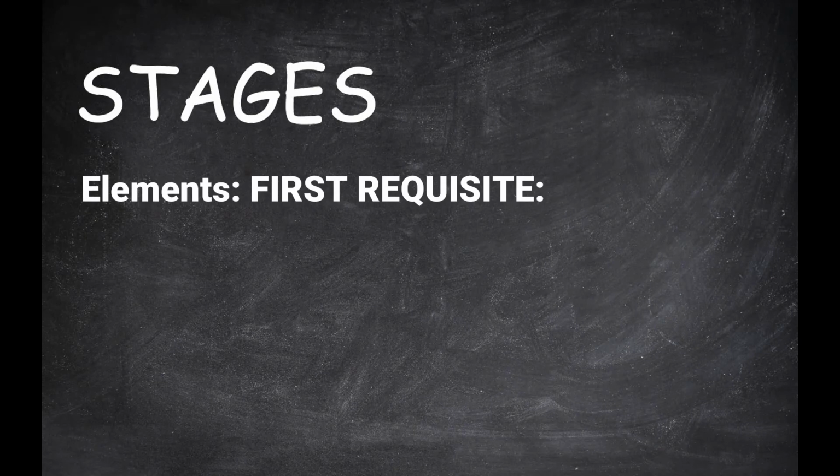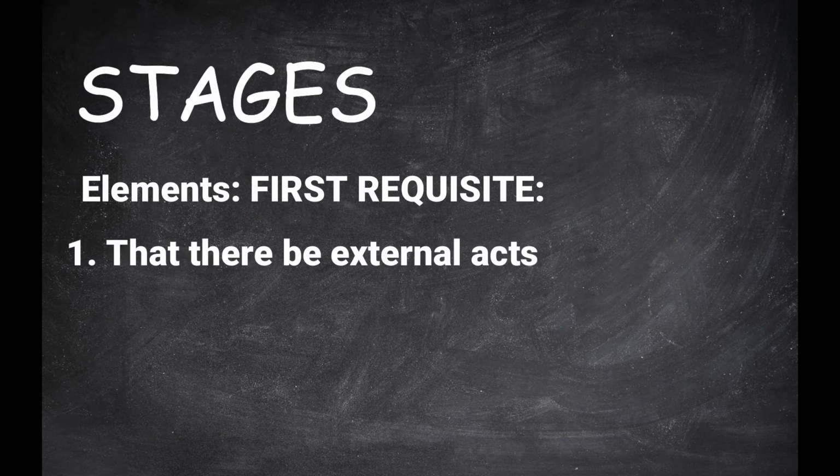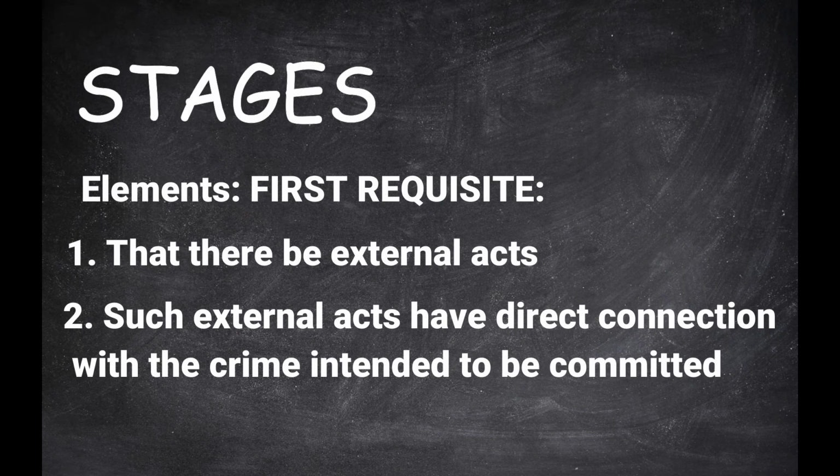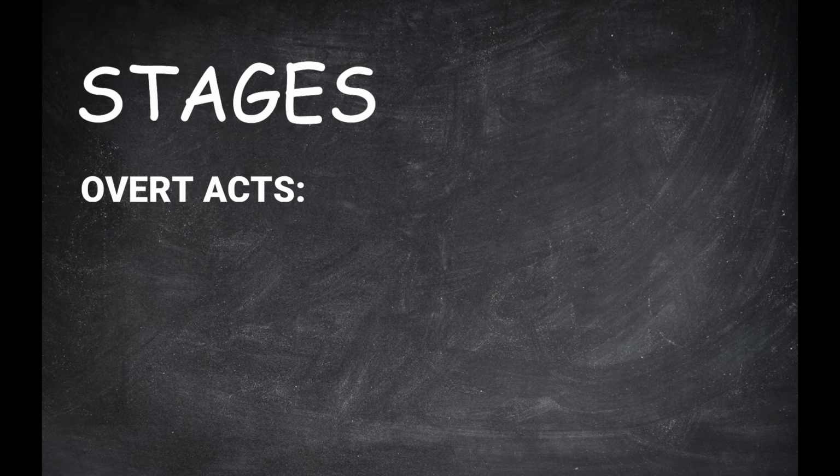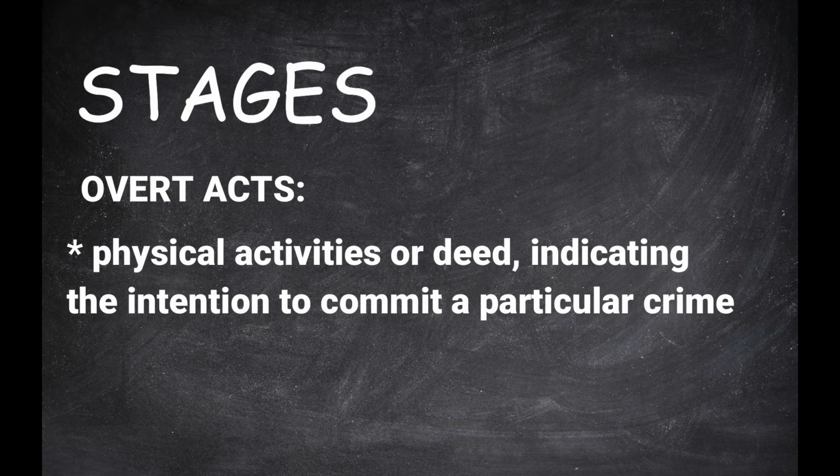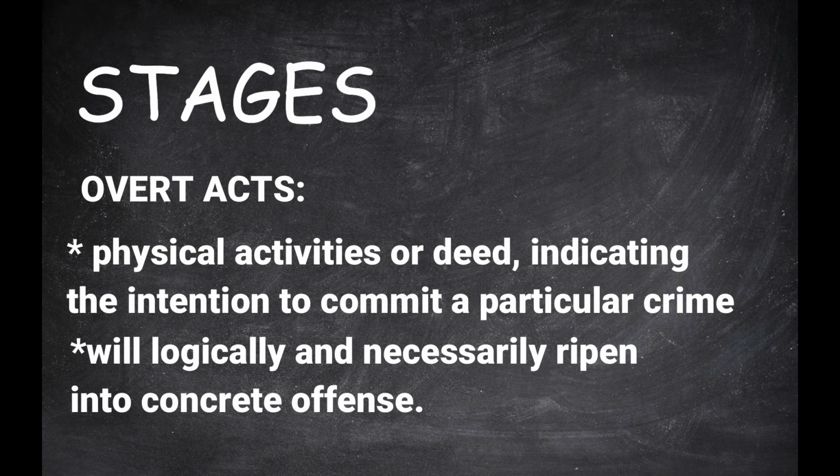The first requisite of an attempted felony consists of two elements, namely, that there be an external act, and such external act has direct connection with the crime intended to be committed. Overt acts. Overt acts are some physical activities or deeds indicating the intention to commit a particular crime, more than mere planning or preparation, which, if carried to its complete termination, following its natural course, without being frustrated by external obstacles, nor by voluntary desistance of the perpetrator, will logically and necessarily ripen into a concrete offense.